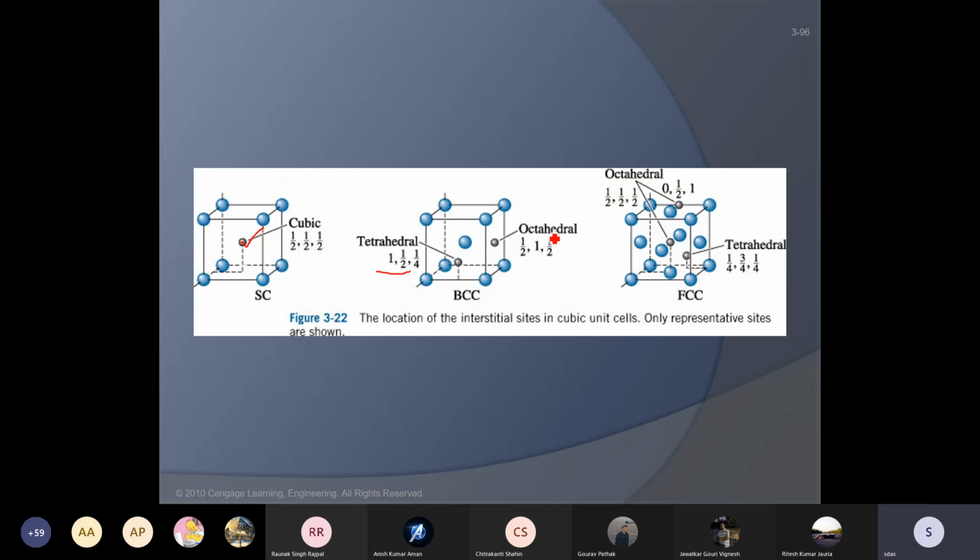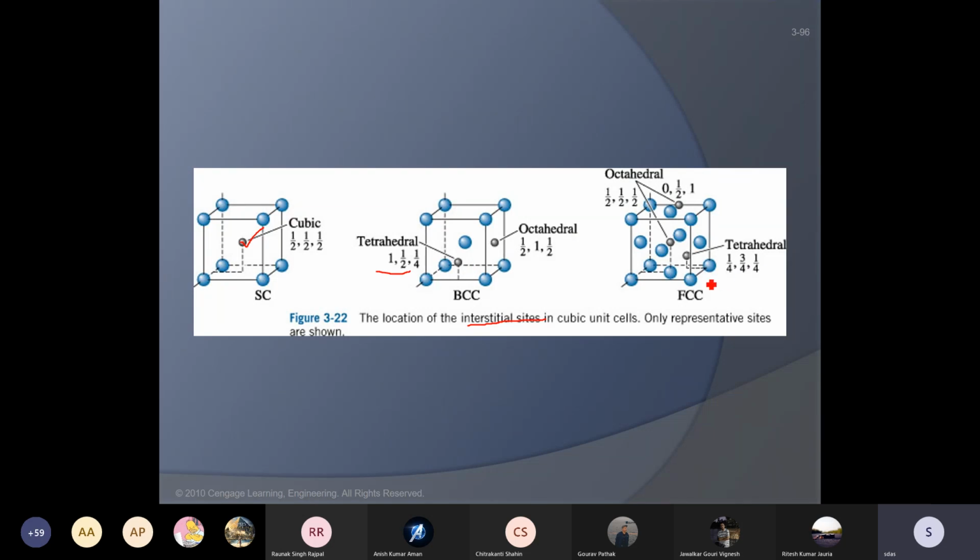So why are they called octahedral and tetrahedral interstitial sites? Because if you have an imaginary octahedron, this site sits at the center of that octahedron. If you have an imaginary tetrahedron, this site sits at the center of the tetrahedron. So these are called octahedral interstitial sites and tetrahedral interstitial sites.